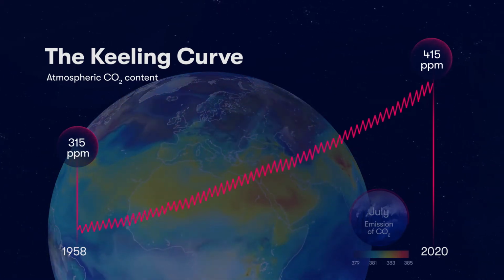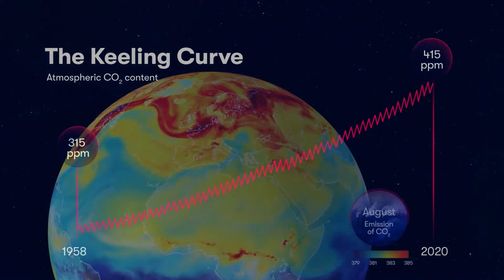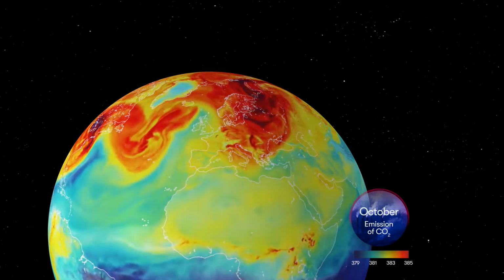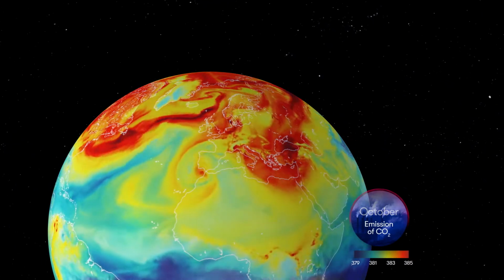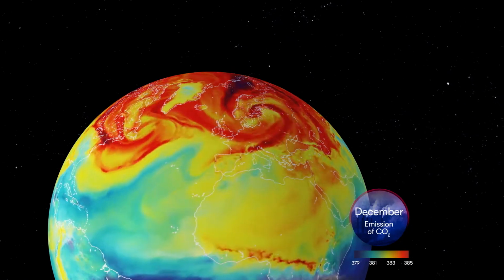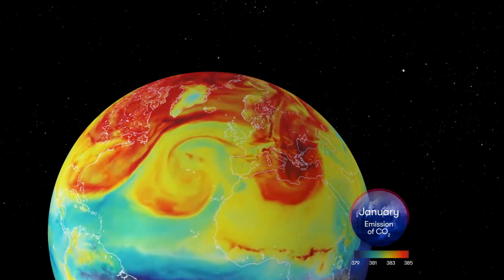But the concentration and emission are not consistent throughout the globe. It's obvious that areas which are highly populated and have large industry will have higher emissions and greater concentrations of CO2. North America, Europe, and Asia are the largest contributors of CO2 emission to the atmosphere.